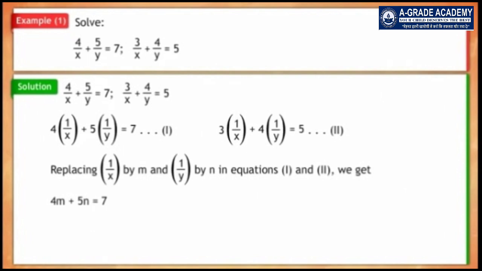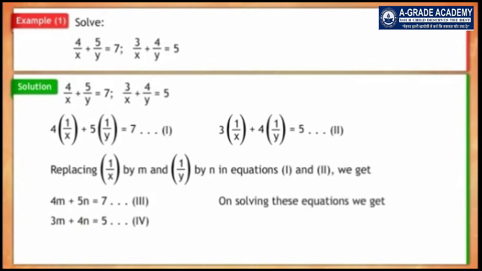4m plus 5n is equal to 7. This is our equation number 3. 3m plus 4n is equal to 5. This is our equation number 4. On solving these equations, we get m is equal to 3 and n is equal to minus 1.